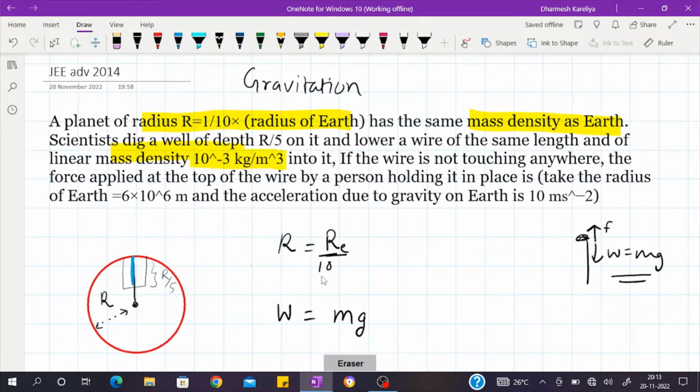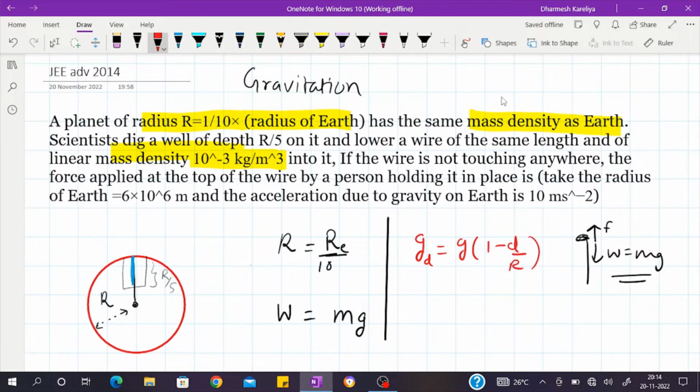We have studied the formula for variation of g with depth. So let me write that formula here. The variation of g with depth is g times bracket 1 minus d by R. In any physics book you will find this formula.